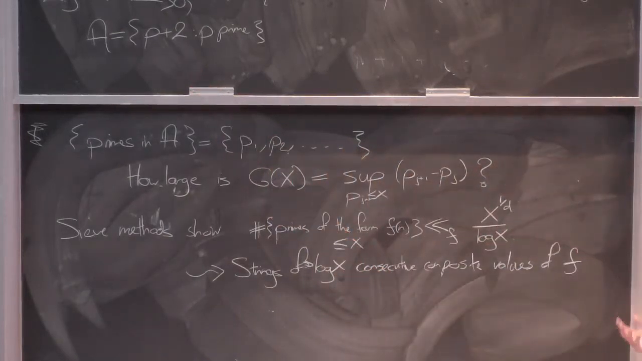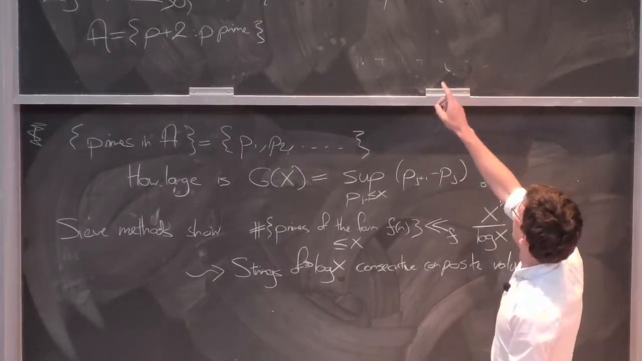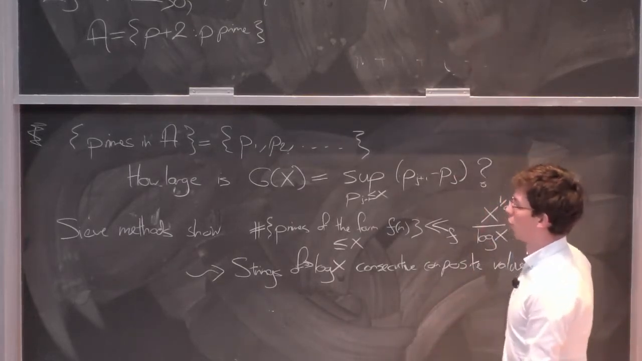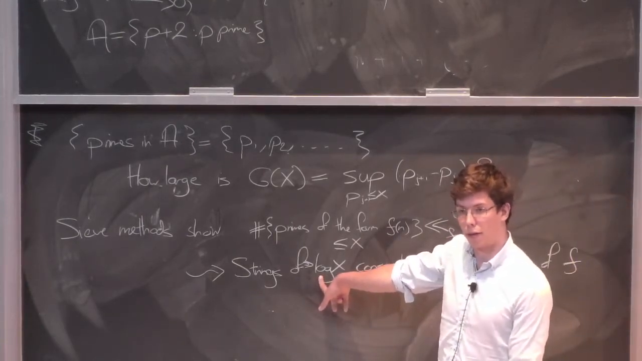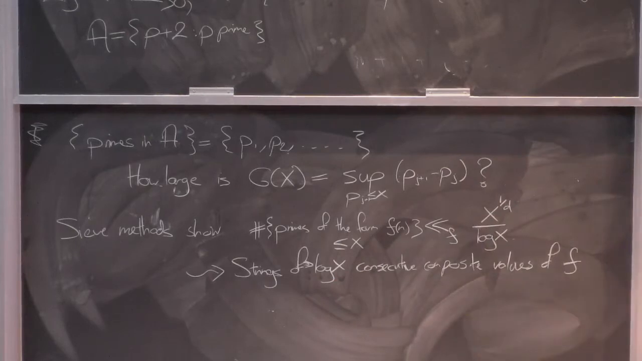So I'll explain this a bit later, but the main result that I'd like to present today is a more flexible version of this argument that shows that for at least the example when we're looking at integer values of the polynomial, you can do better than just this trivial bound of log x, and you can get rather longer strings of consecutive composite values of your polynomial.